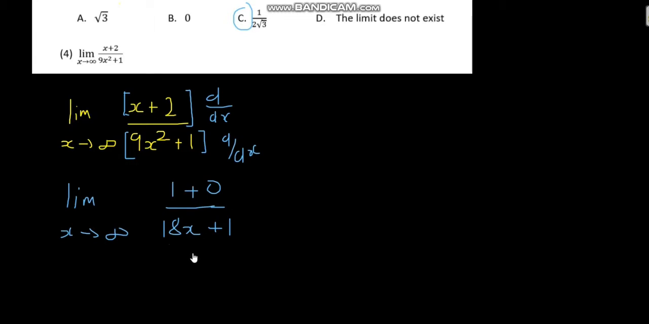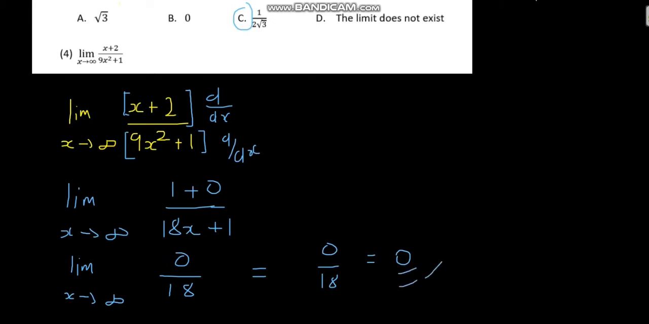So you have to differentiate again. So that will be the limit as x approaches infinity. Okay, so I'll differentiate what I have on top here, which is 1. The derivative of 1 now becomes 0. And the derivative of 18x now becomes 18. So therefore our limit becomes 0 over 18, which is equal to 0. So therefore our limit becomes 0.